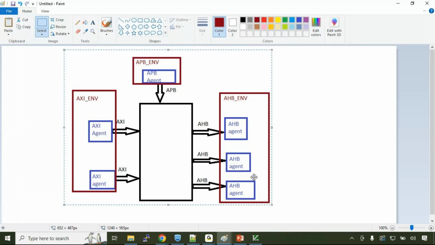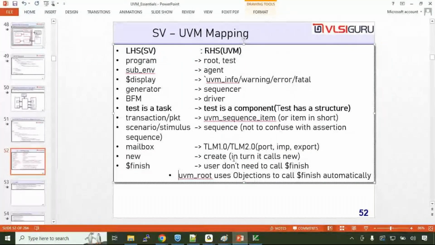Seventh is what? Test is a task in SystemVerilog. The test you implement in the task, right? Run phase, case 0, case 1, that becomes the test case for you. In UVM, the test itself is a component. Okay, like that, there are multiple differences. Please go through them.